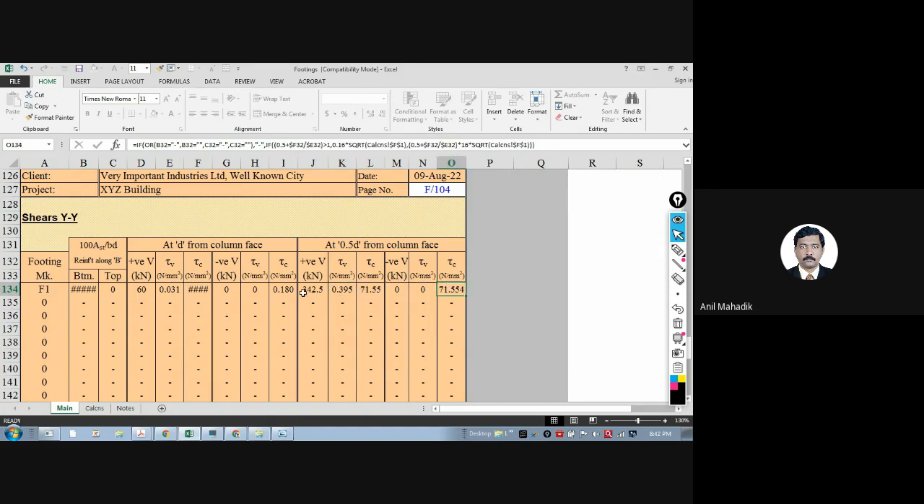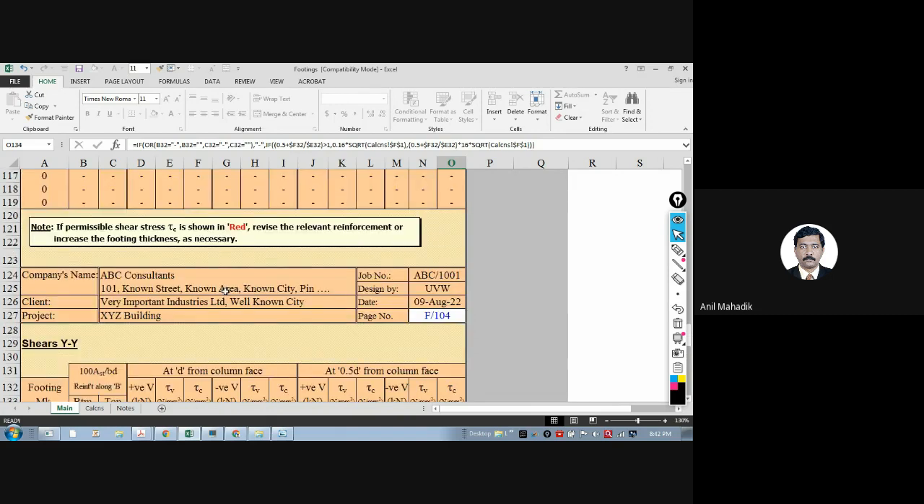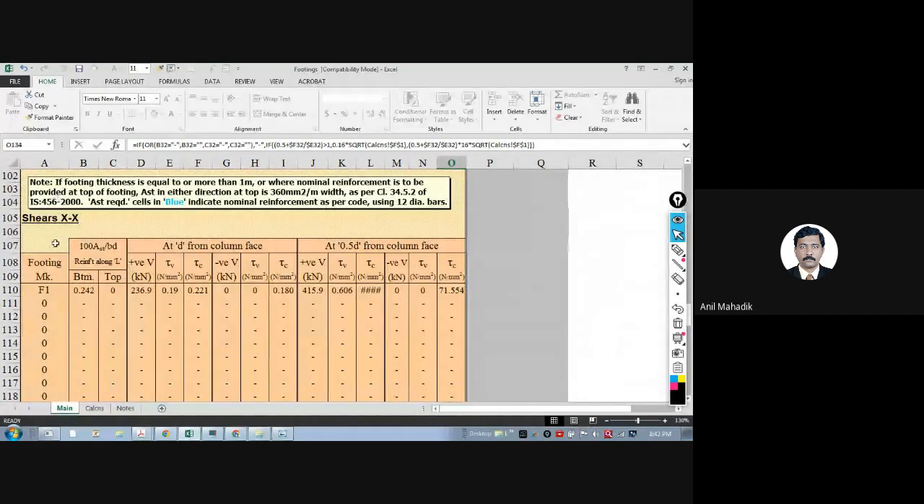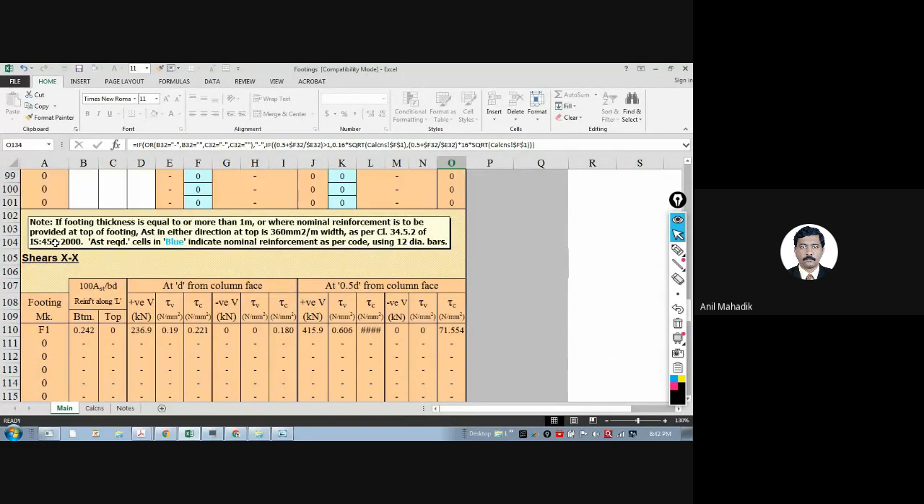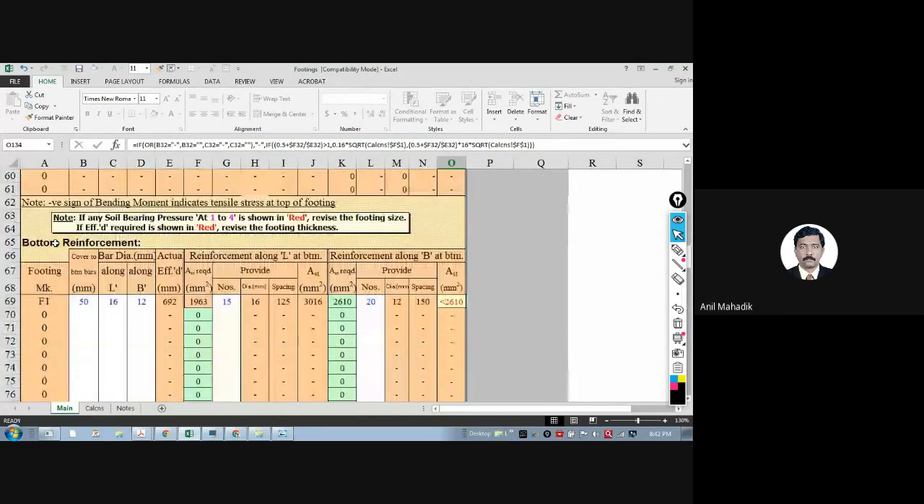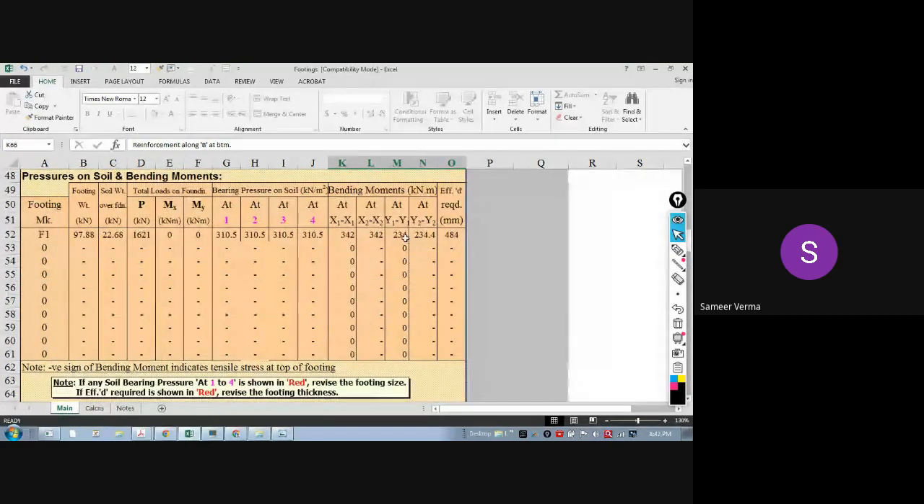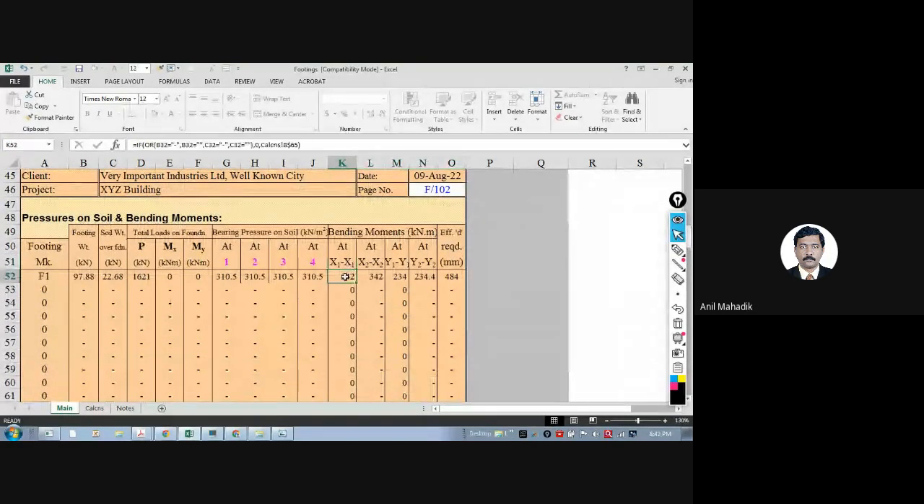So these are the steps, and shear in Y direction, shear in X direction, because we are having two-way bending. And we are also having shear steel along L and along B, because we are having two-way bending, MX and MY. And the bending moments in X direction are here, and the bending moment in Y direction are here. So these are the steps, and you know the terms now. So you can understand the Excel sheet very effectively.